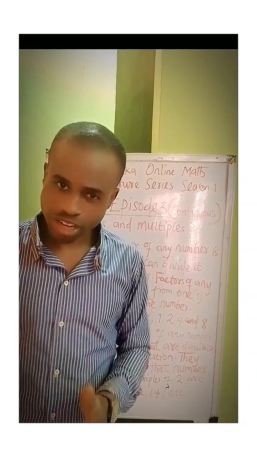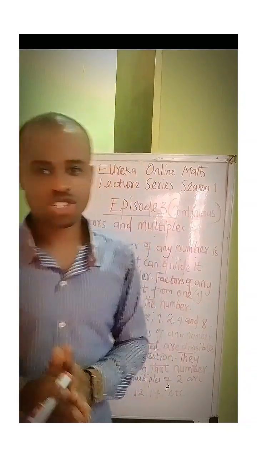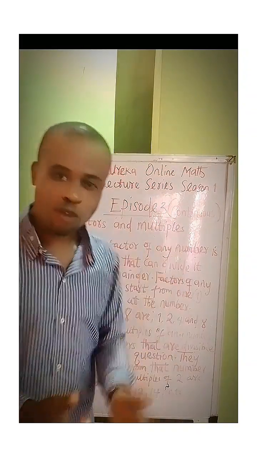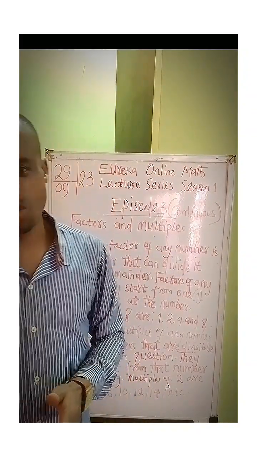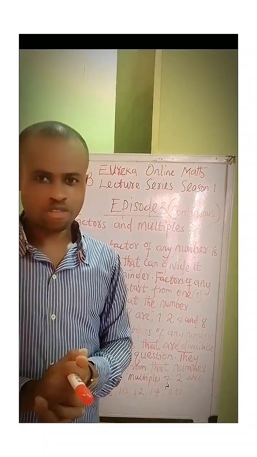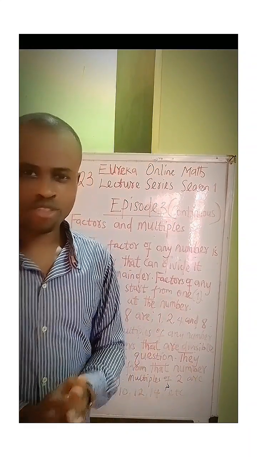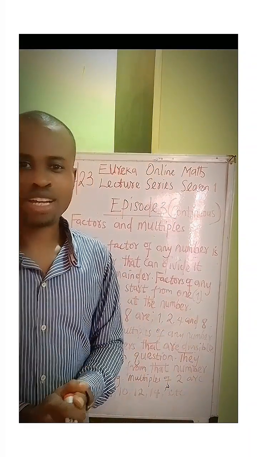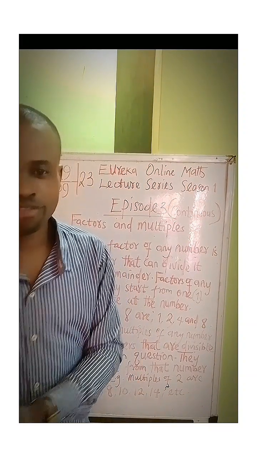2, the second factor, because 2 can divide 12 without a remainder. 3, the next factor is 3, because 3 can divide 12. 4, because 4 can divide 12. 6 is the next factor, 6 can divide 12. The next factor after 6, 7 cannot divide 12. 8 cannot divide 12 without a remainder. 9 cannot divide 12 without a remainder. 10 cannot divide 12 without a remainder. So the next factor after 6 is 12.